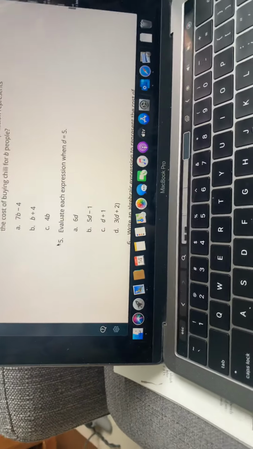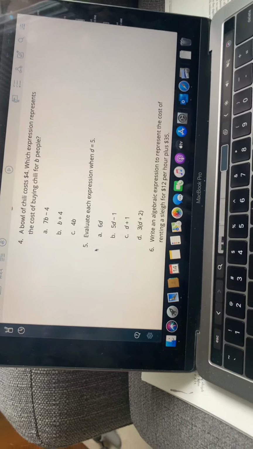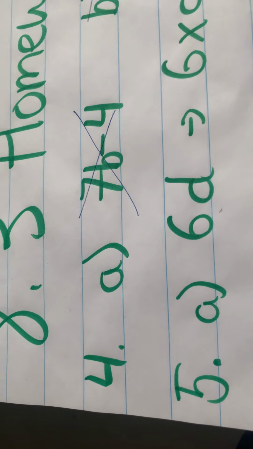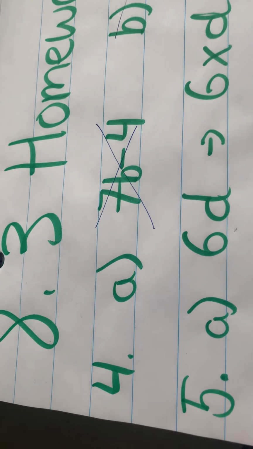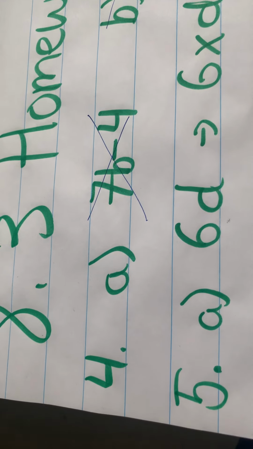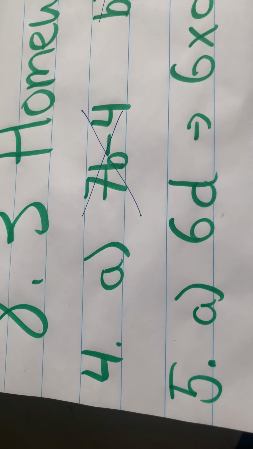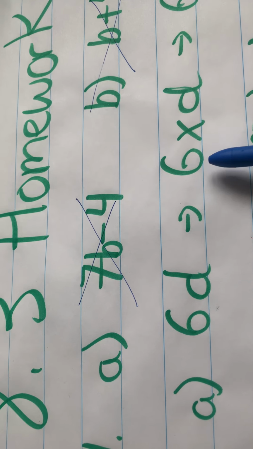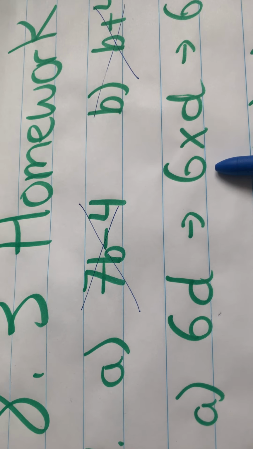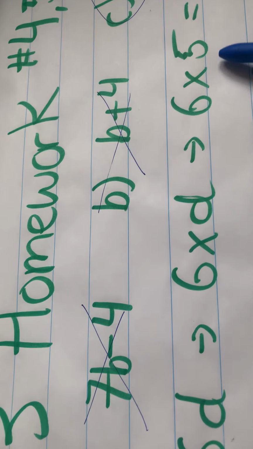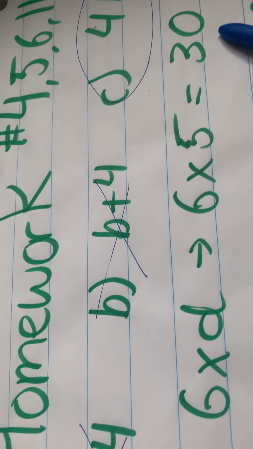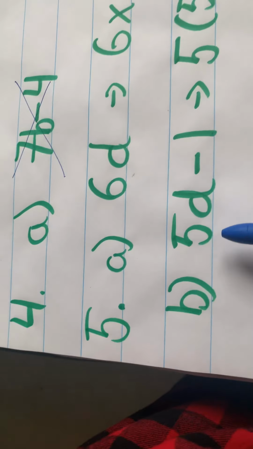Number 5. Evaluate each expression when D equals 5. So for number 5, we find out that D equals 5. All we have to do is take out the D and put in the 5. So our first one, 6D. We know that when a number and a letter are right beside each other, it really just means multiplication. 6D is the same thing as 6 times D. It's the exact same thing. Taking out the D, putting in a 5, gives us 6 times 5, which means the answer is 30. Easy enough. Let's look at the next one.